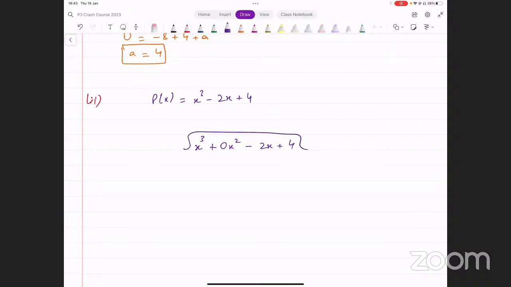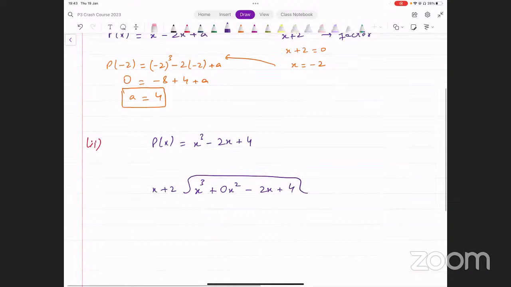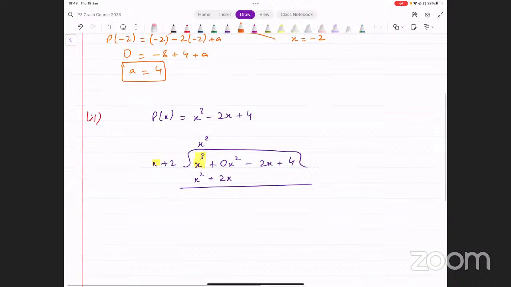We divide it by x plus 2. Now, what do you have to multiply x by to get x cubed? You multiply this by x squared. X squared into this whole thing gives us x squared plus 2x. Now change the signs. This becomes minus.